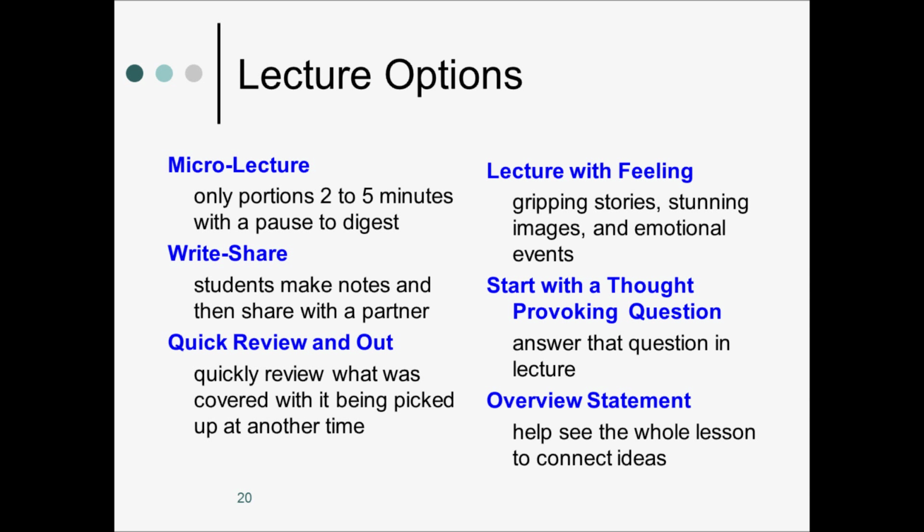So here are some options. Micro lecture. Basically, that's mini lectures with other activities planned to allow students time to digest the information. Write, share. Students make notes and then they share it with their partner. It allows time for feedback and processing of information that was discussed during the lecture. Quick review and out. This is basically a quick review of picking out a few of those points, but then coming back for a more detailed lecture later.